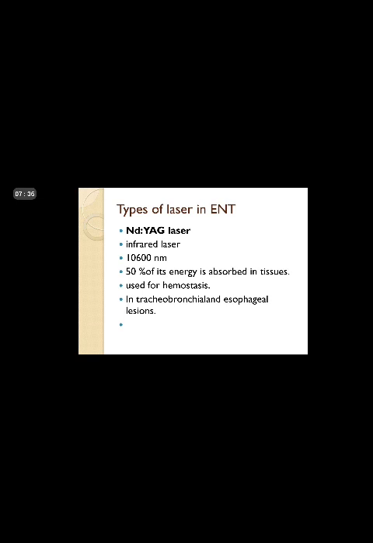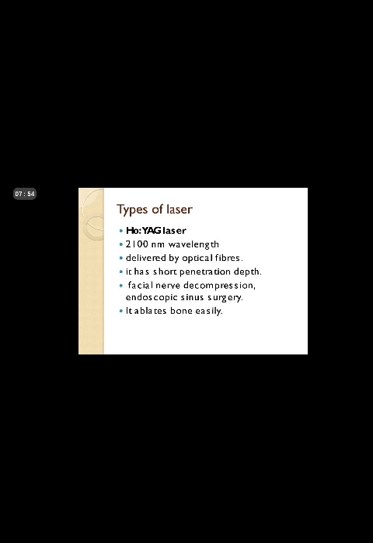Next is the Nd:YAG laser. It's an infrared laser. Its wavelength is 1,064 nanometers. 50% of its energy is absorbed in tissues and used for hemostasis. It's used in tracheobronchial and esophageal lesions. Holmium YAG laser is 2100 nanometers wavelength, delivered by optical fibers. It has a short penetration depth. It's used in facial nerve decompression surgeries, endoscopic sinus surgeries. It ablates the bone easily.